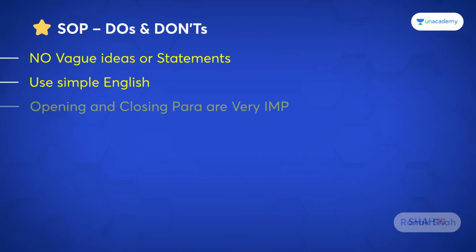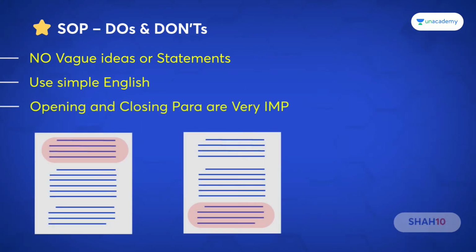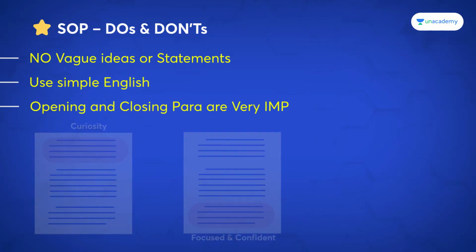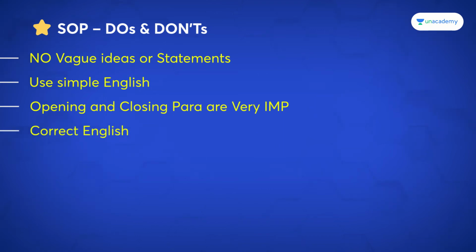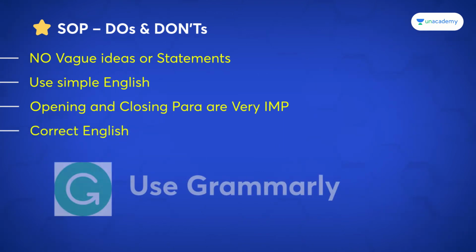The next part is the opening and closing paragraphs are very important in your SOP. So spend a good amount of time to think over that and then write it carefully. The opening paragraph should entice some kind of curiosity among the readers so that they are compelled to read it completely. In the closing paragraph, you should sound focused and confident about your future goals. Then make sure that it is grammatically error-free. You can also use free software like Grammarly for this purpose. You can Google about that.